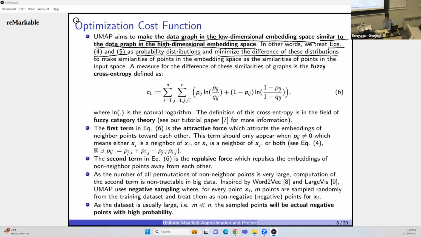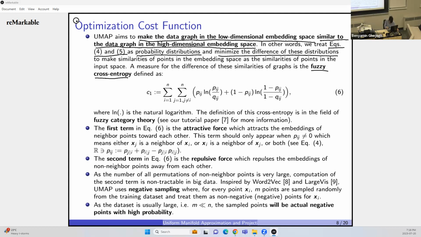We do this a lot. We did it also in SNE and t-SNE. But as you see, the formulation of distributions differs. Also, their cost is a bit different. In SNE and t-SNE, we use KL divergence. However, here we use fuzzy cross entropy. Although there is a relation between KL divergence and cross entropy, it's a bit different.